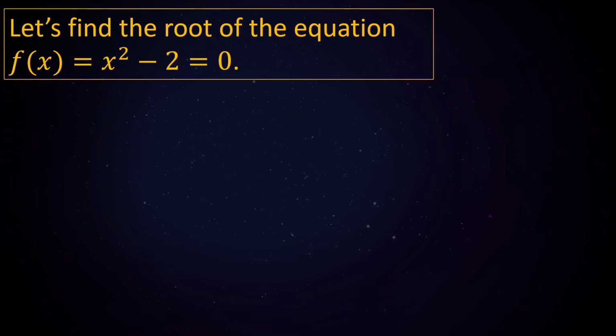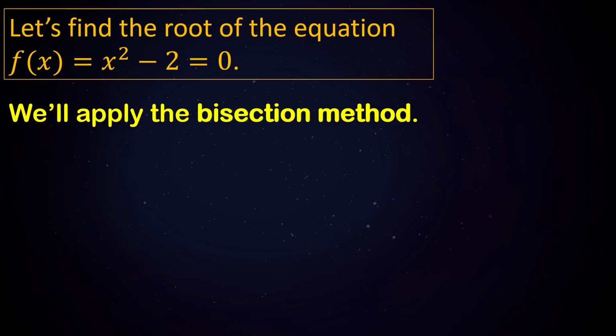Now we discuss some hand calculation. Let us find the square root of 2. That means the equation is x squared minus 2 equals 0, because x equals root 2, so x squared equals 2, and x squared minus 2 equals 0. If we evaluate the root of this equation, then we can find the square root of 2. So we apply the bisection method.